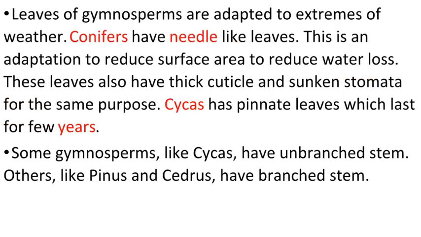Leaves of gymnosperms are adapted to extremes of weather. Conifers have needle-like leaves. This is an adaptation to reduce surface area to reduce water loss. These leaves also have a thick cuticle and sunken stomata for the same purpose. Cycas has pinnate leaves which last for a few years. Some gymnosperms, like Cycas, have an unbranched stem. Others, like Pinus and Cedrus, have a branched stem.